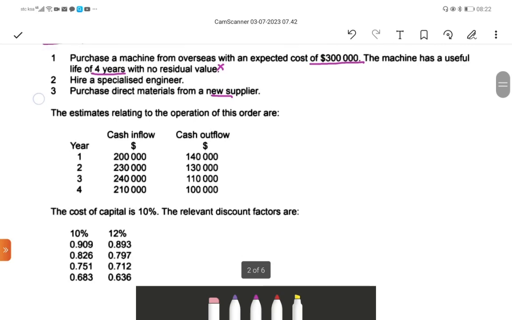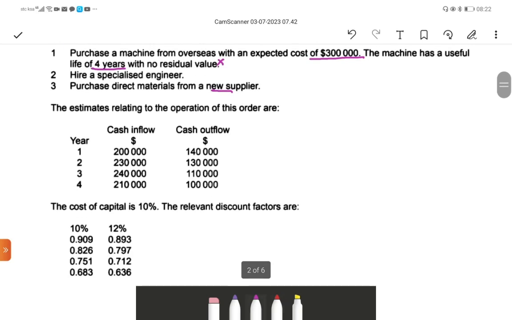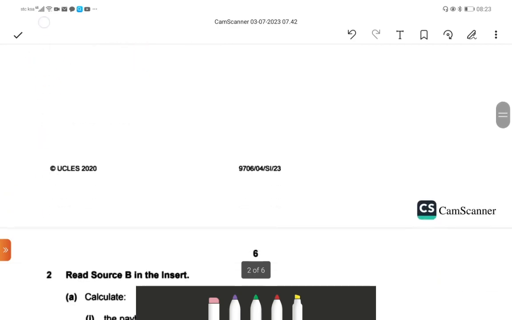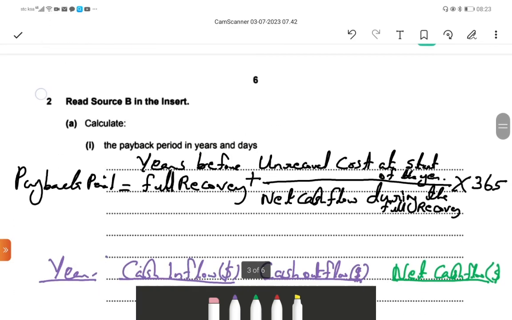Next, the estimates relating to the operation are given: the cash inflow and cash outflow with the years. The cost of capital is 10%. The relevant discount factors, 10% and 12%, are also given. They will help us to calculate the net present value. Yeah, let's move on.